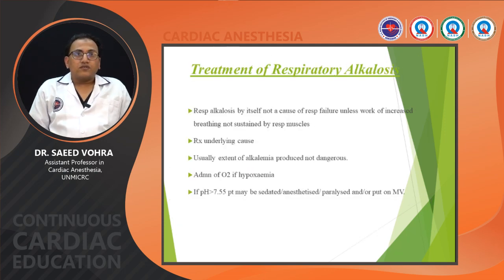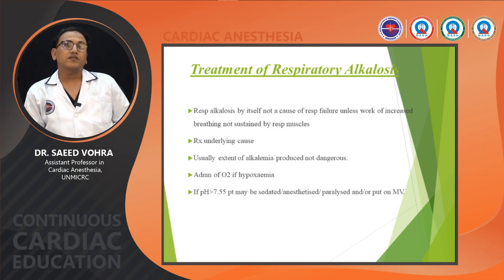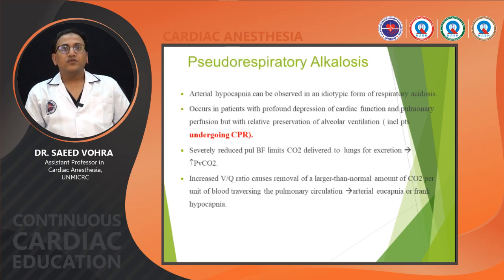Treatment of respiratory alkalosis. Respiratory alkalosis by itself is not a cause for respiratory failure unless there is an excessive increase in work of breathing. So you have to treat the underlying cause. Usually, the extent of alkalemia is not dangerous. Administration of O2 might be required if the patient is hypoxemic. If pH is more than 7.55, the patient may be sedated, anesthetized, or paralyzed, or put on mechanical ventilation. This is a pseudo-respiratory alkalosis, which is commonly encountered in patients undergoing CPR.